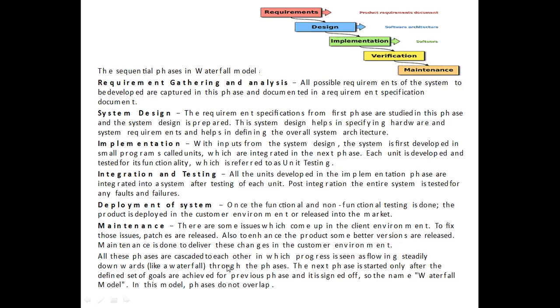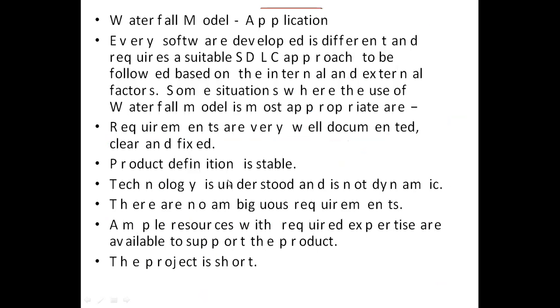All these phases are cascaded to each other, in which progress is seen as flowing steadily, steadily downwards like a waterfall structure. That's why this model is called the waterfall model. The next phase is started only after the defined set of goals are achieved for the previous phase. So in the waterfall model, the phases do not overlap.